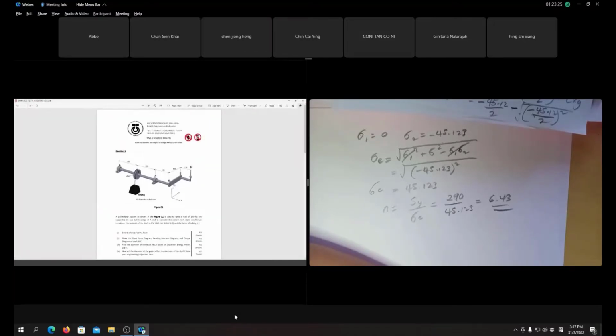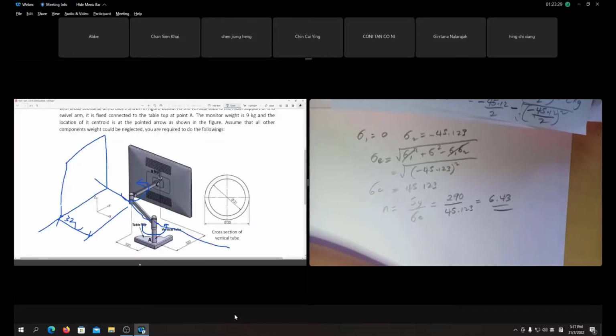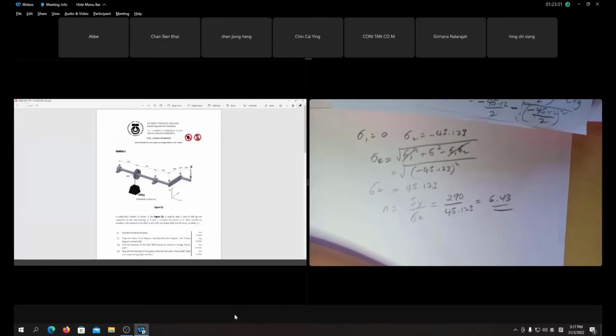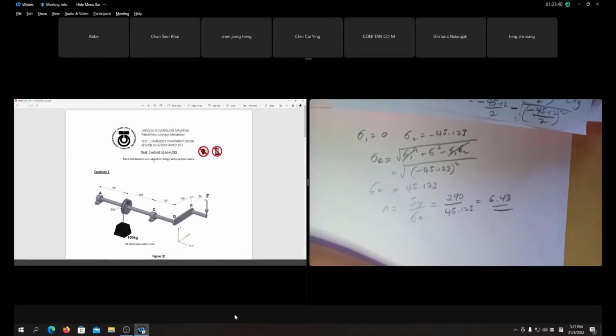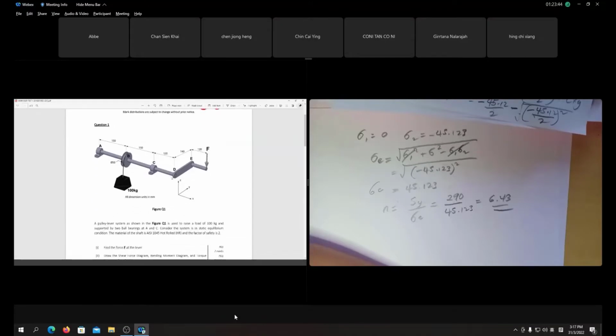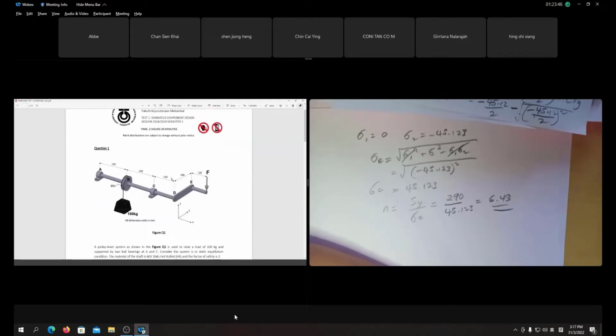Okay, look at this one now. Can you see this one? This is an exam question from 2018-2019. That's one.